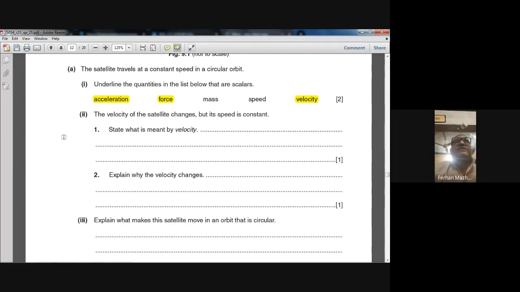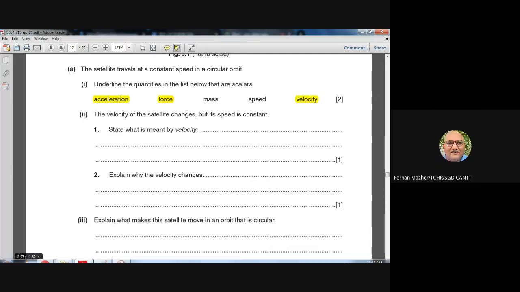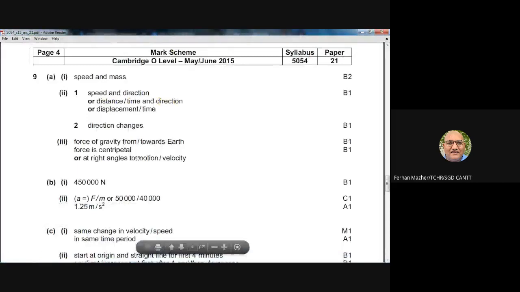The velocity of the satellite changes, but its speed is constant. State what is meant by velocity. Velocity means the rate of change of displacement. The definition of the velocity is the rate of change of displacement. It is a 1-mark definition. Kindly write this in your booklet. Rate of change of displacement, or you can say displacement divided by time. On your screen, the marking scheme is also showing. Once you have written, kindly let me know.